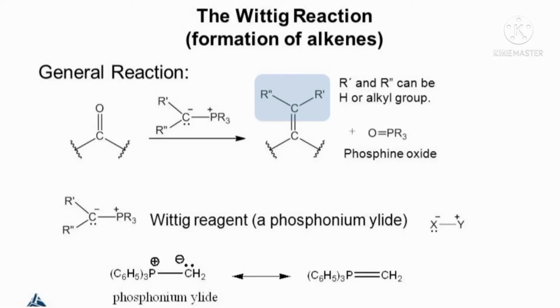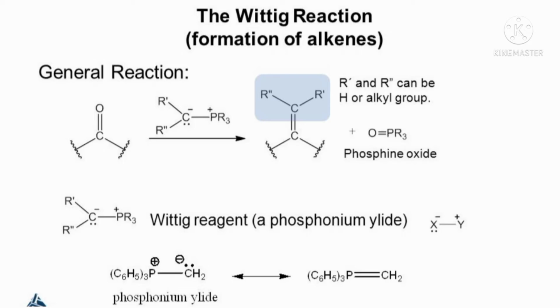Hello students, today we are going to discuss the Wittig reaction. It is also known as Wittig olefination. First, let's see what the Wittig reaction is. The Wittig reaction is a chemical reaction in which an aldehyde or ketone reacts with a triphenylphosphonium ylide to give alkenes.